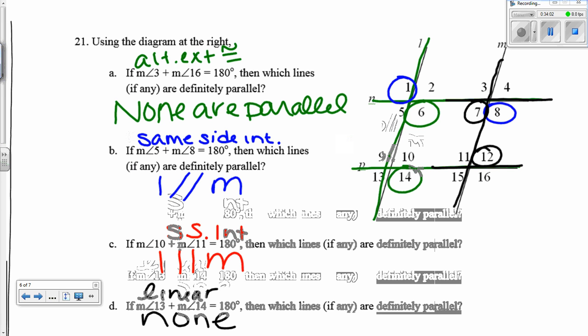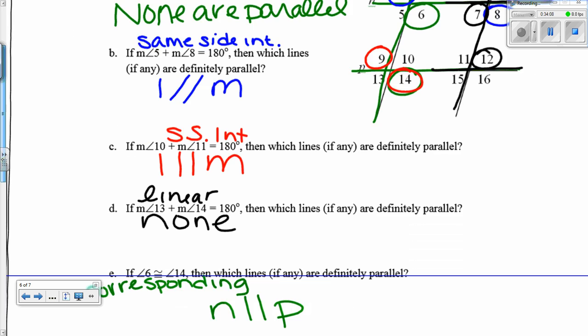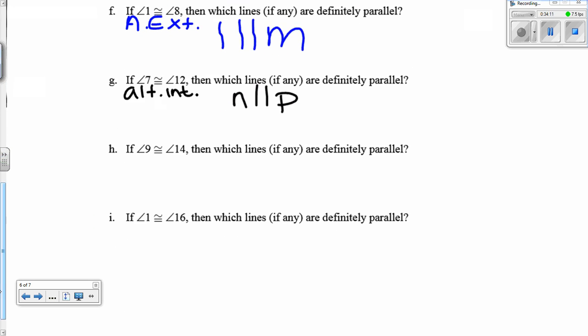And H, we have 9 and 14. Well, 9 and 14 are vertical angles, but vertical angles isn't one of our parallel angle pairs. This doesn't tell us anything, so no lines have to be parallel.